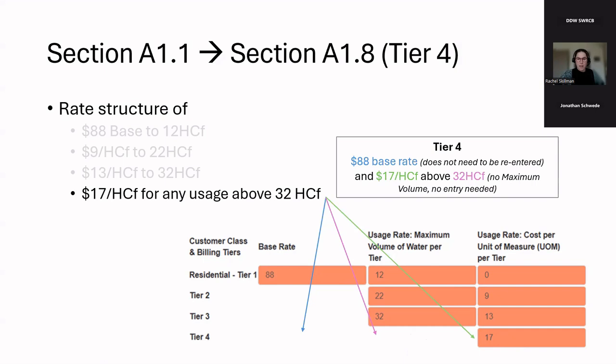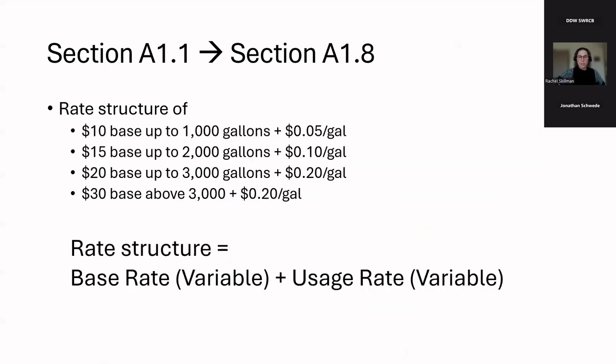Okay. And I know this is a lot of information, so we will pause for questions after this. I just wanted to walk through another common example that you might see, and then I'm happy to go back to any of these if anybody has questions. So I also have included an example of a variable base rate and a variable usage rate, and I tried to keep it pretty simple.